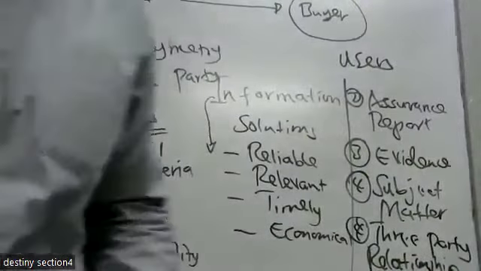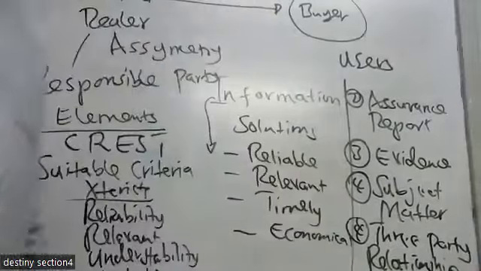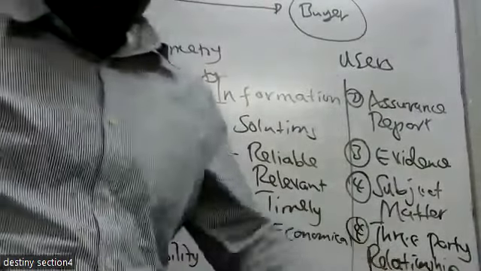First, we have the practitioner, which is among the three-party relationship. The other one is the subject matter, what's being measured or evaluated. The other one is the responsible party. Then we have suitable criteria. Then there is the opinion, part of the report.